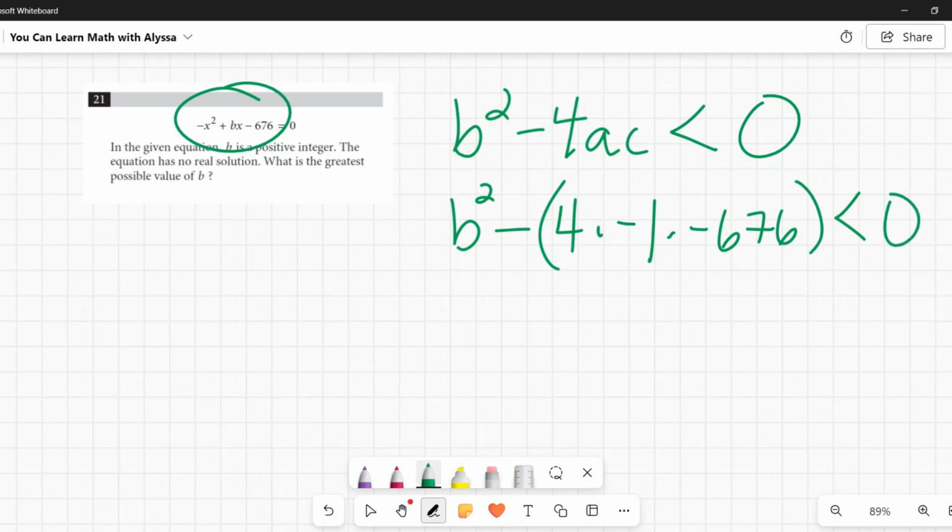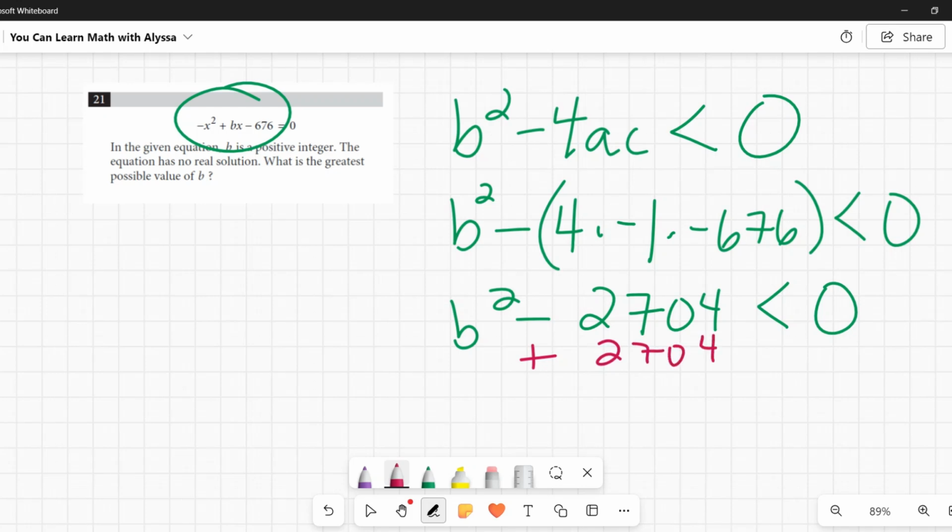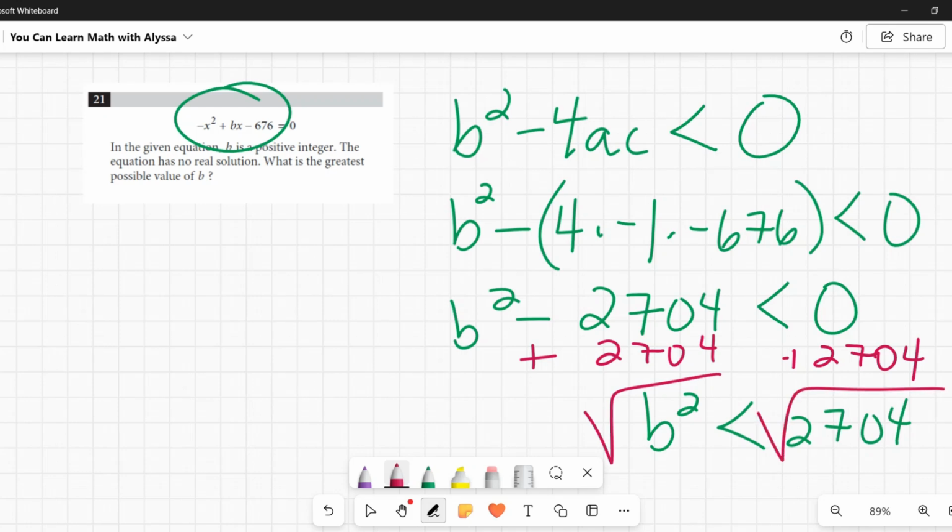Okay, so 4 times negative 1 times negative 676 is 2,704. So I get b squared minus 2,704 is less than 0. To solve for b, I'm going to add 2,704 to both sides, and I get that b squared is less than 2,704. Then I need to take the square root of both sides, and I get that b is less than 52.